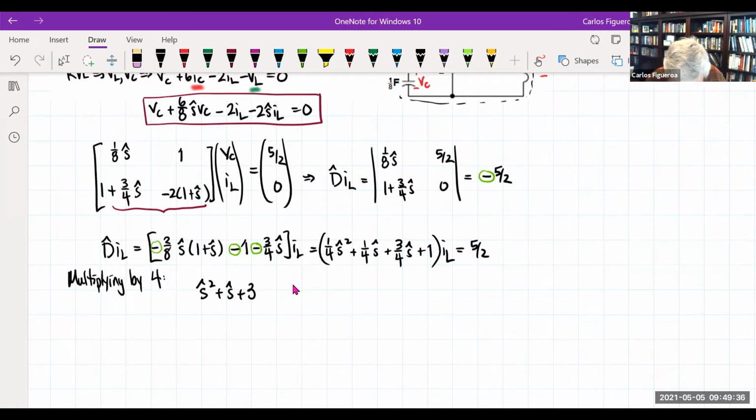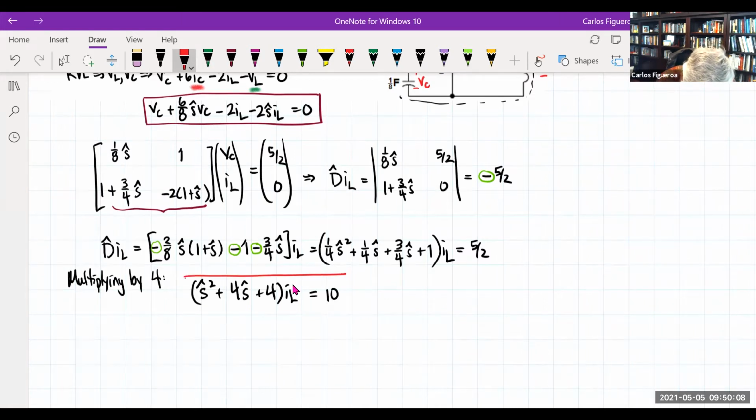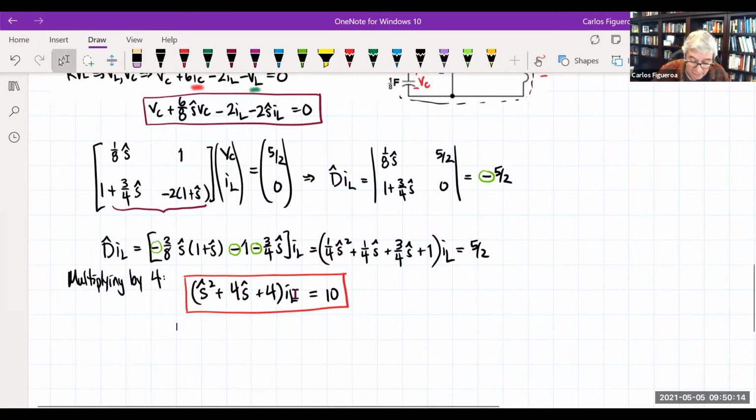Oh, wait a minute. This is 4 over that, so I should get 4 S hat. And then I'm going to get 4 right here. Okay, don't let me make mistakes. That looks clean to me. And then I got to multiply 4 times 5, which is 20. 20 divided by 2 gives me 10. So here is my second order equation.